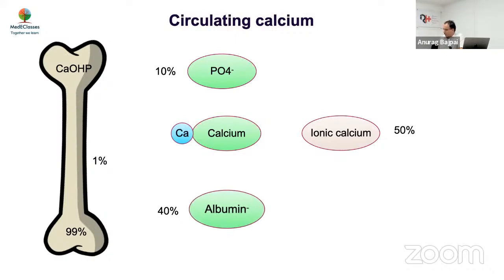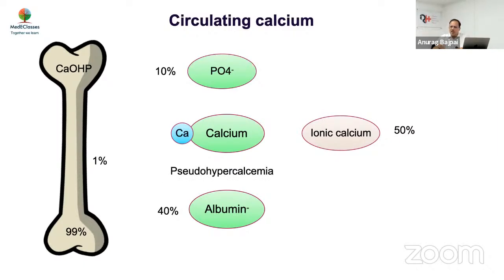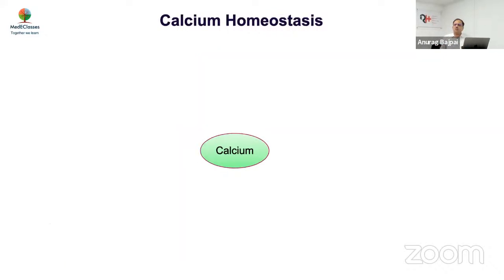We have often been aware of conditions of hypoalbuminemia, and how hypoalbuminemia causes pseudo-hypocalcemia. Similarly, if you have high levels of proteins because of any condition, your total calcium levels will be high, while your ionic calcium will be unaffected, resulting in a condition of pseudo-hypercalcemia. So this is something we need to be aware of. It is always better to have your ionic calcium measured. A word about calcium homeostasis.